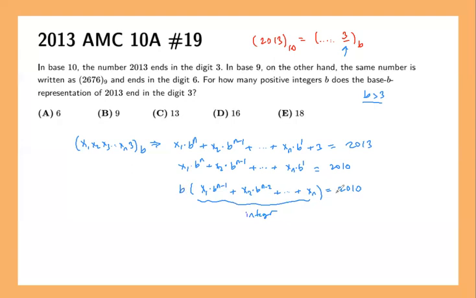Which means b has to be a divisor of 2010. So I just did a little extra work, which some people don't really want to do, to get that immediately, but I just wanted to make it a bit longer to make it a bit clear. I hope that was clear.